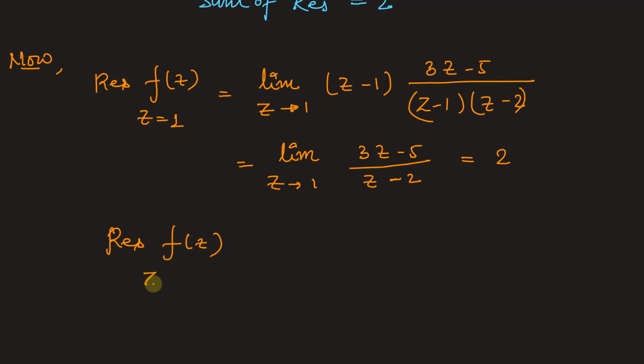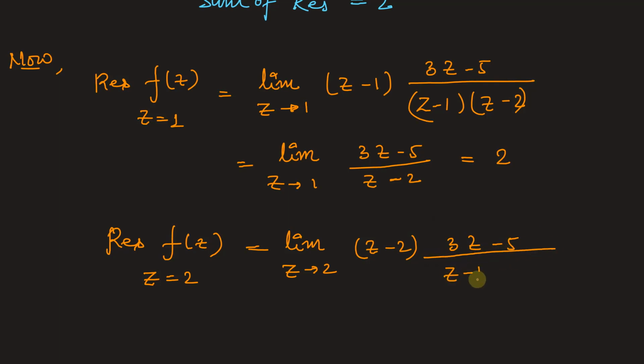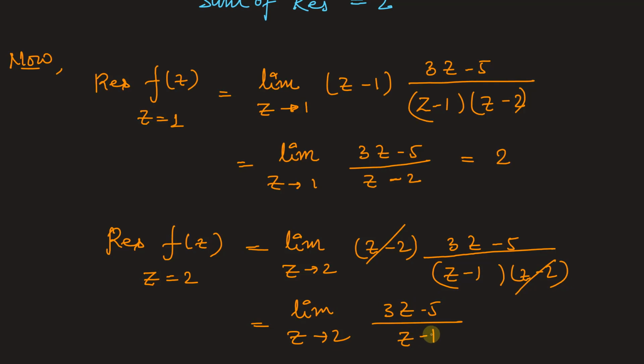Okay, now let's calculate the residue of f of z at z is equal to 2. This will be equal to the limit as z tends to 2 of (z minus 2) into f of z, that is (3z minus 5) divided by (z minus 1)(z minus 2). This we can also write as the limit as z tends to 2, these two will get cancelled, so this is (3z minus 5) divided by (z minus 1). If we substitute the limit, we get the residue at z is equal to 2 is 1.